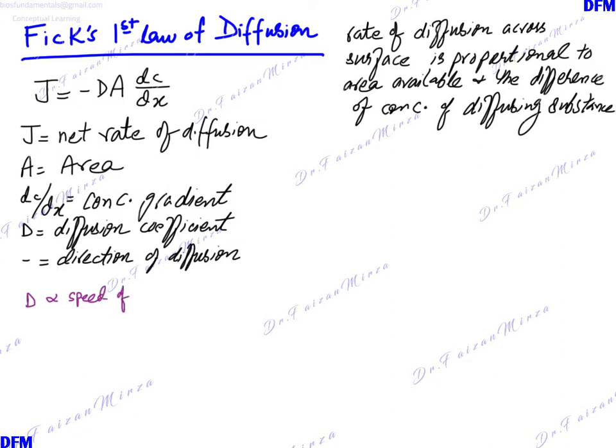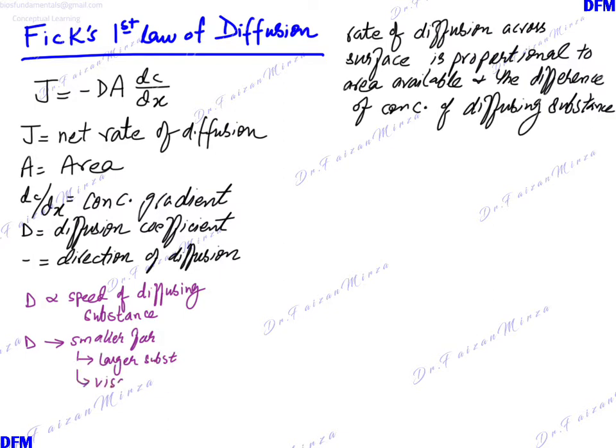This capital D, the diffusion coefficient, is proportional to the speed of the diffusing substance, which means substances which are moving faster will have a higher diffusion coefficient. The diffusion coefficient will be small for the larger substances, as well as for a viscous medium.